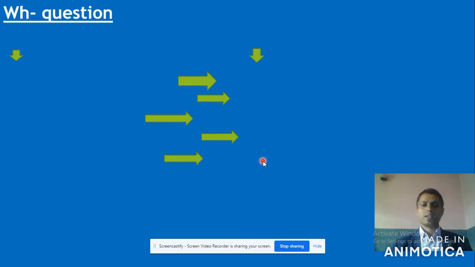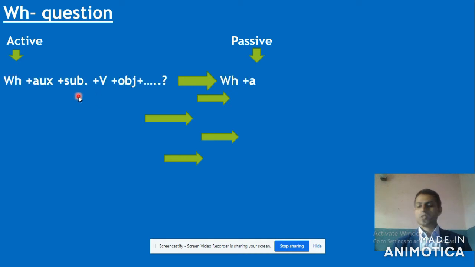Now look at the WH question. Under interrogative we have the WH question, active and passive. WH refers to the questions, and a WH question begins with a WH word. Look at the structure. First structure: WH plus auxiliary plus subject plus verb plus object, then the question mark at last. Then here: WH plus auxiliary plus object plus verb 3, the past participle form of the verb, plus by plus agent.